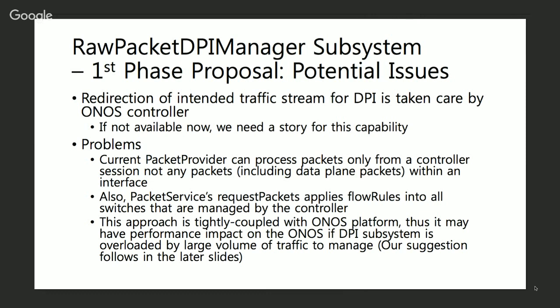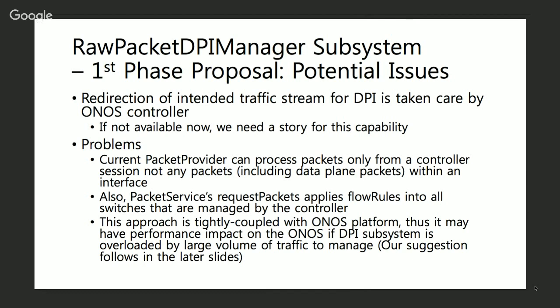The other issue is that the current packet provider can process packets only from the controller session, not any packets, including data plane packets within an interface. Correct. Yes. Also the packet service's request packets applies flow rules into all switches that are managed by the controller, not selectively on particular switches or interfaces. Yeah. And also this approach is tightly coupled with the ONOS platform in the core part, because it may have a performance impact on ONOS if the DPI subsystem is offloaded by a large volume of traffic to manage.